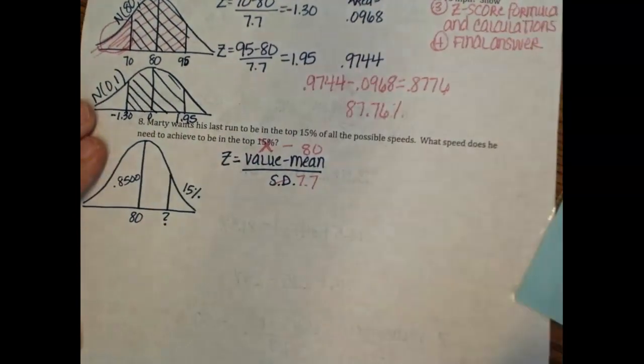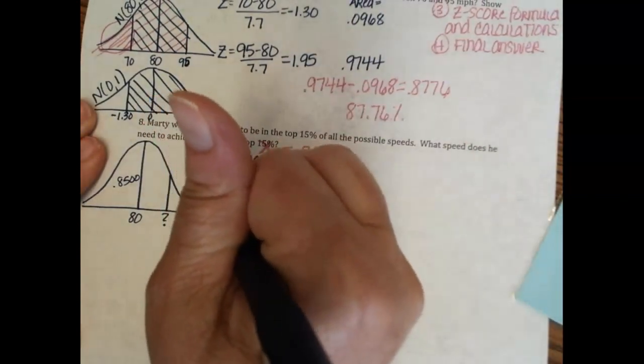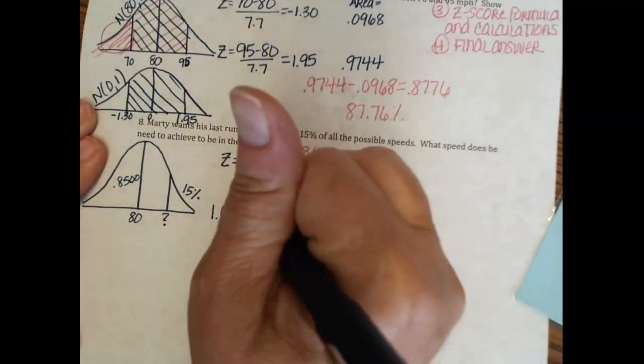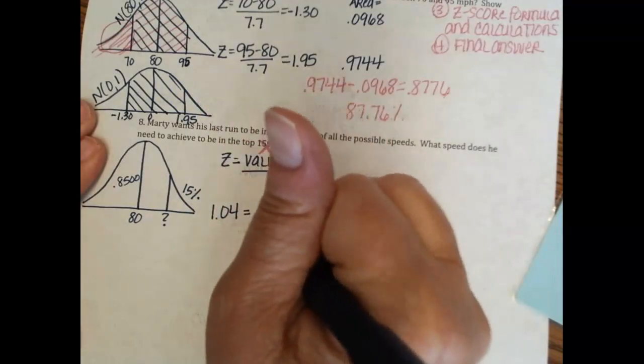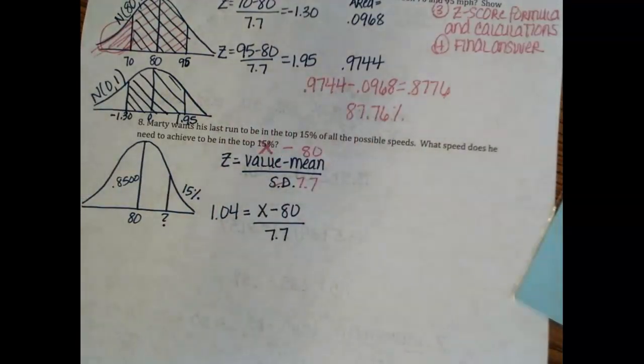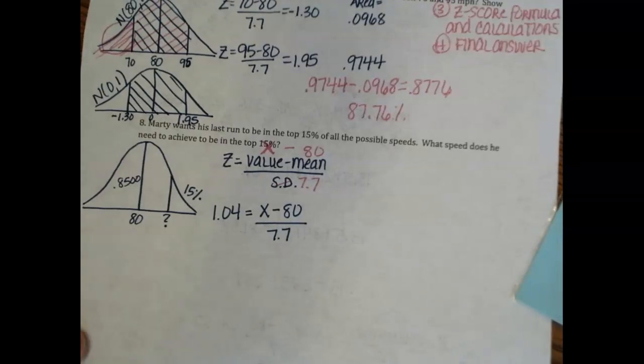So I actually know the z-score. The z-score is 1.04 equals some score minus 80 divided by 7.7. So from here, it's really an algebra problem. So pause the video and finish this out and see how you do.